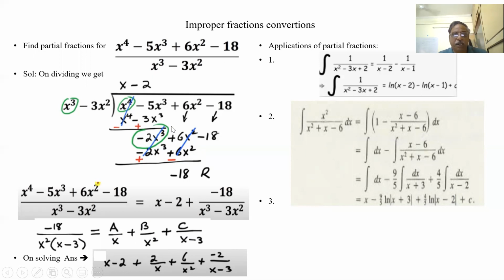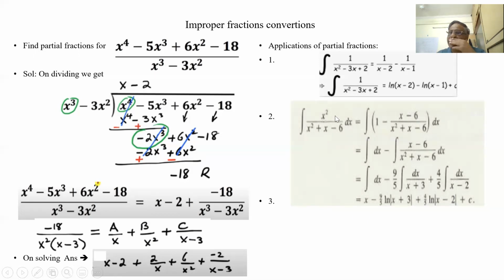Now let us apply this. As I told you, these partial fractions are required to do integration calculation. Suppose 1 by x square minus 3x plus 2 is there. This is nothing but x minus 2 into x minus 1. So I am converting into partial fractions. So the integration of this is log x minus 2 minus log x minus 1 plus constant.